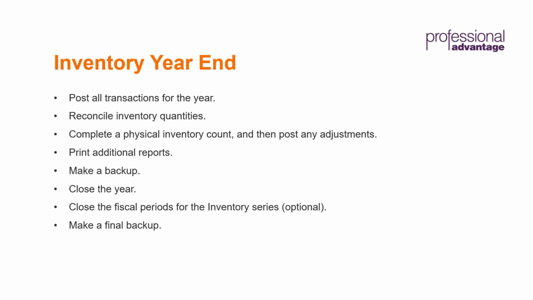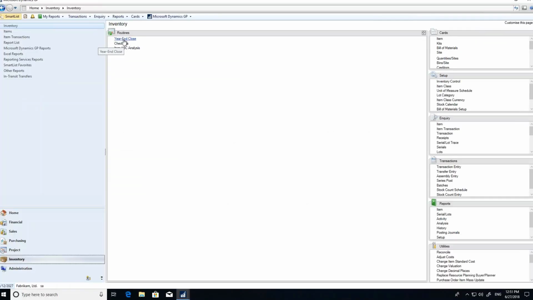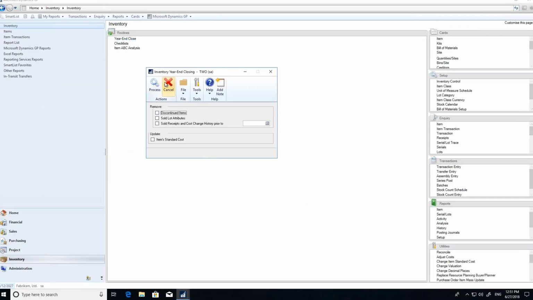To close off the year, if we go back to Dynamics GP, there's my inventory and my year end under routines, and we have our inventory year end. I'm actually going to leave this window because I'd like to come back to some of these options here because they're quite important for future reference. Once the routine has been completed, I will then close off my fiscal periods for that year in the inventory module and make another backup.